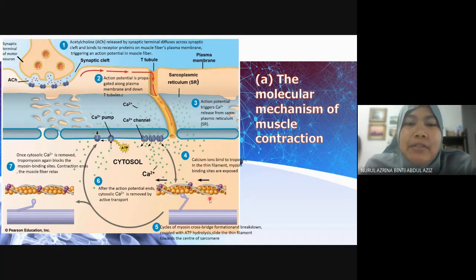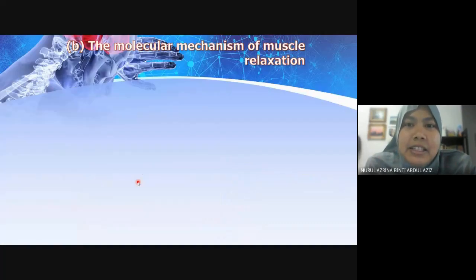Okay, but somehow you have to know that even though we have a lot of ATP, if there is no action potential propagated along the T-tubule and spread to the sarcoplasmic reticulum, so no calcium ion release into the cytosol, so there will be no formation of cross bridge. Okay, right. Lagi soalan? Soalan? Tak ada? Okay, tak ada.